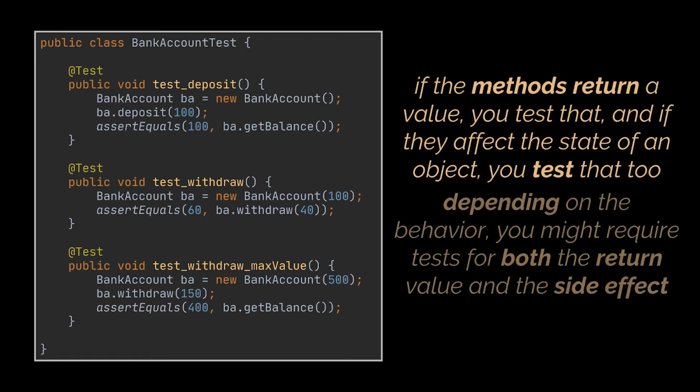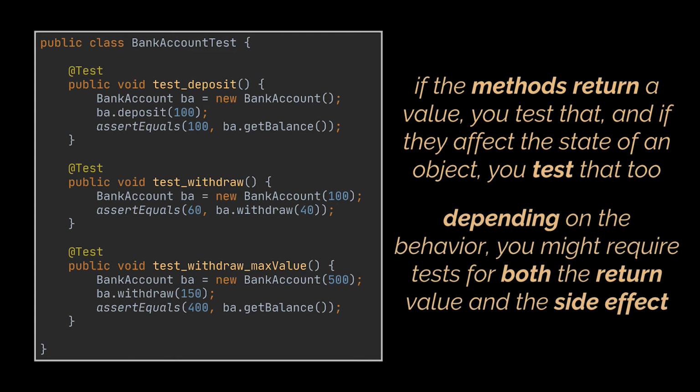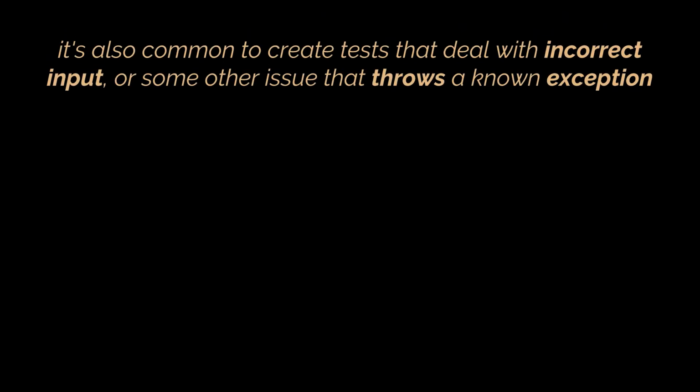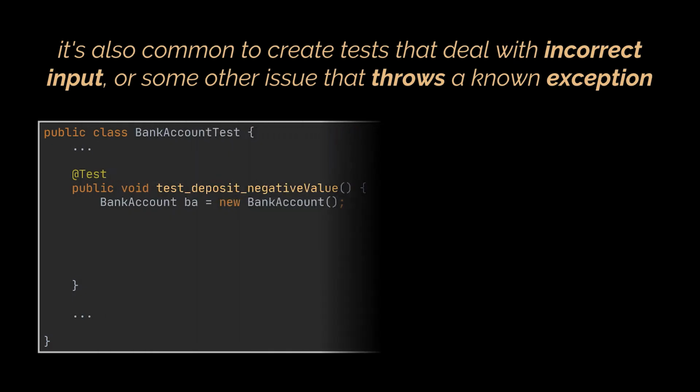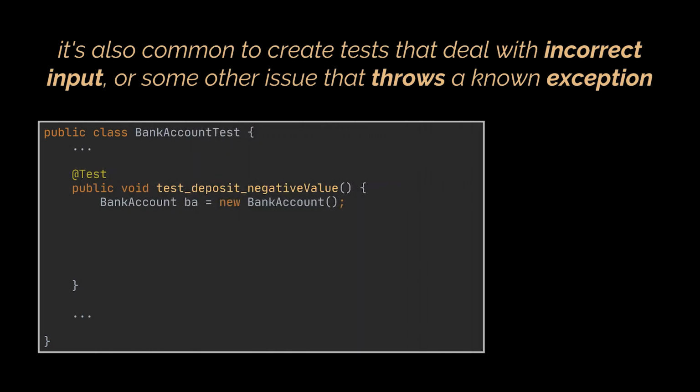And depending on the behavior you need, you might require tests for both the return value and the side effect of a method. Additionally, it's also common to create tests that deal with incorrect input or some other issue that throws a known exception, which can be caught and handled elsewhere in the application. To test this, let's say I want to throw a number format exception in case the user passed a negative amount to the deposit method. So, let's write the test first, and to do that we need to make use of the assert throws method.